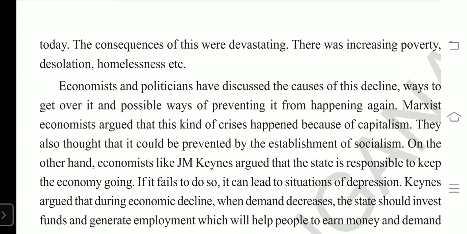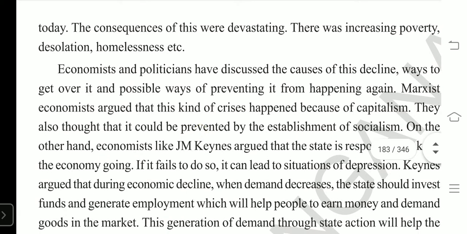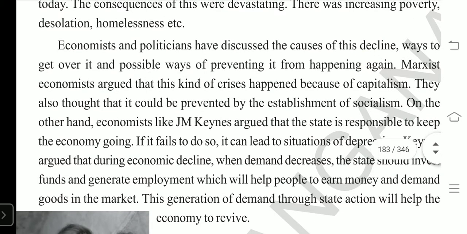Everywhere there was discussion about how to overcome these things, just as we are discussing now during the COVID time. Many people were unemployed. There was no income for people. The goods produced in the market could not be sold because there was no money with the people, right? Such a situation, which we are facing today, was more acute in those days due to the Great Depression.